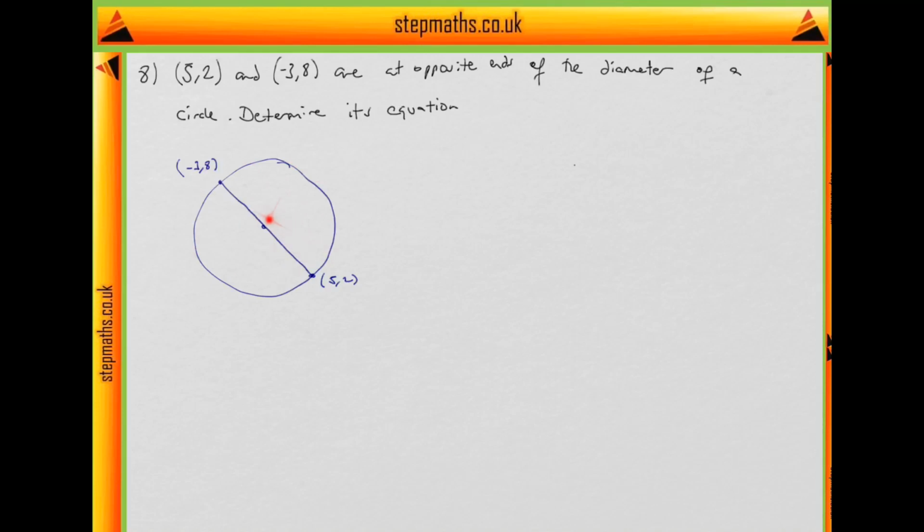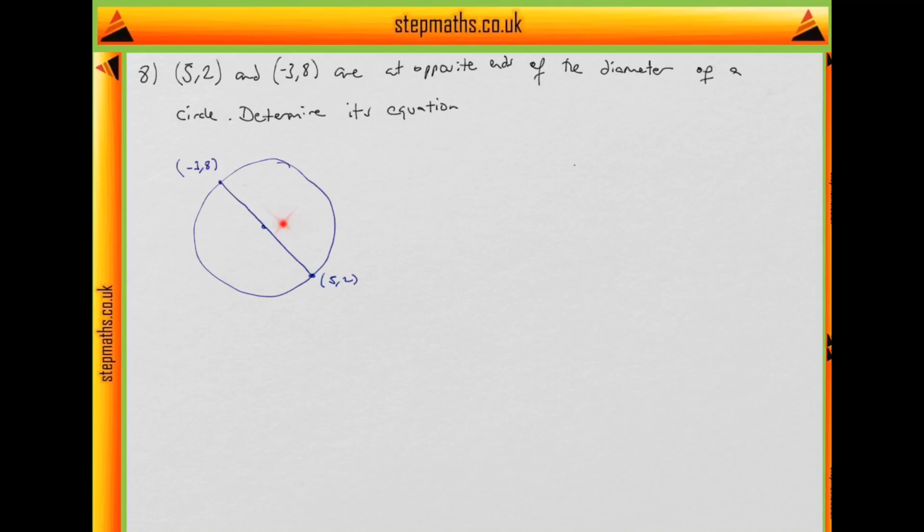So we have a circle and we have the diameter across through some centre point. And we know that these 2 points, 5, 2 and minus 3, 8, are points on the end of this diameter. Now what do they tell us? Well, what do we need to find the equation of a circle? We need to find the coordinates of the centre, and we need to find its radius, and then we have a definition of a circle.